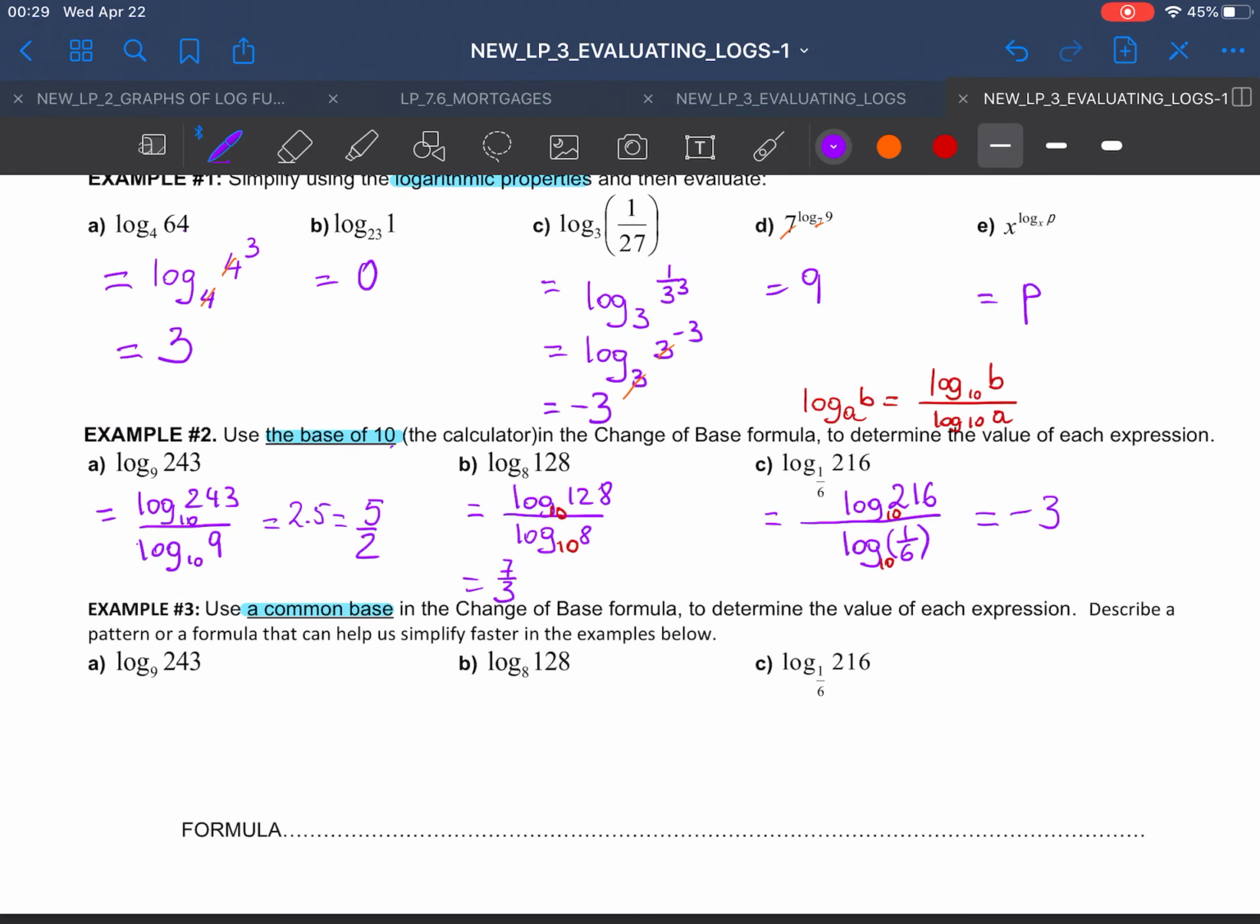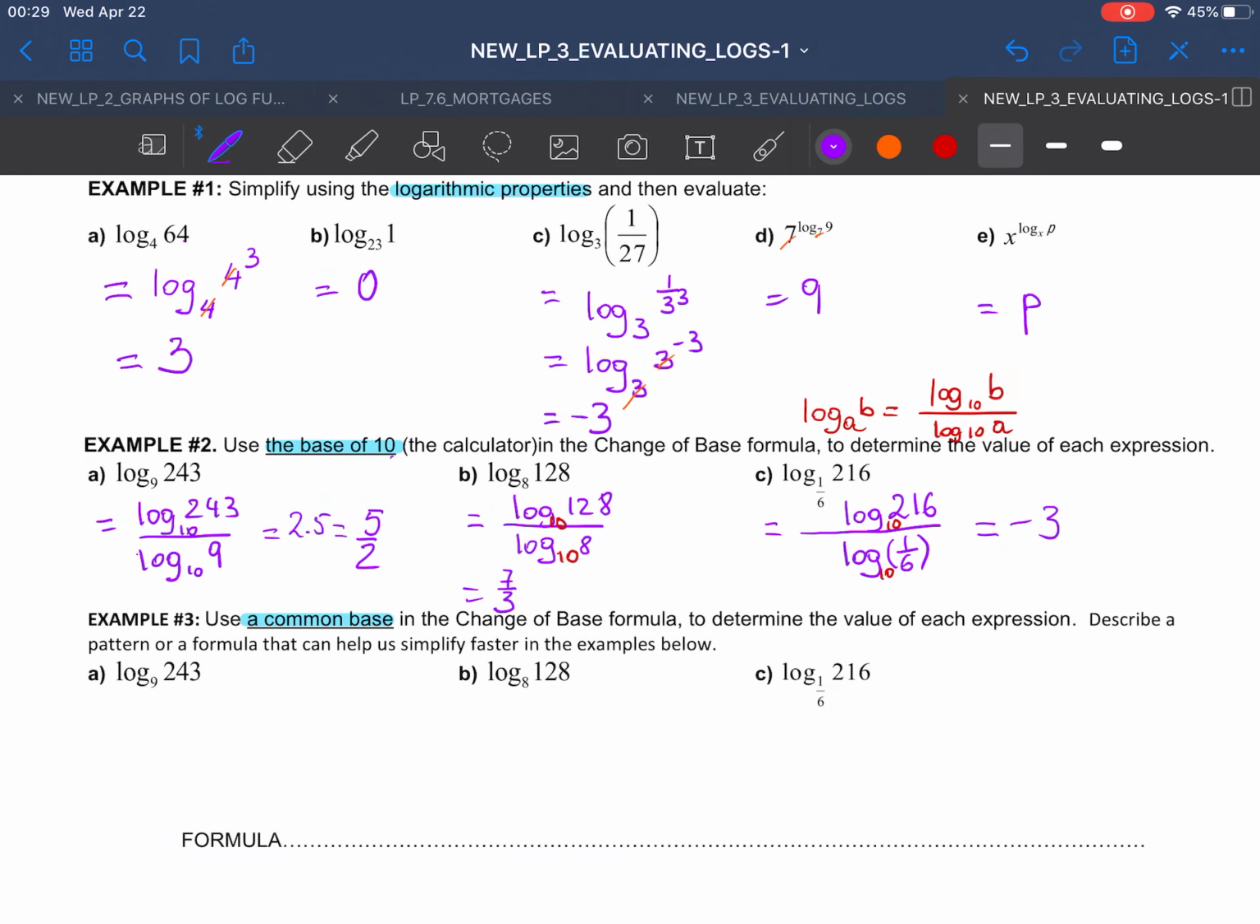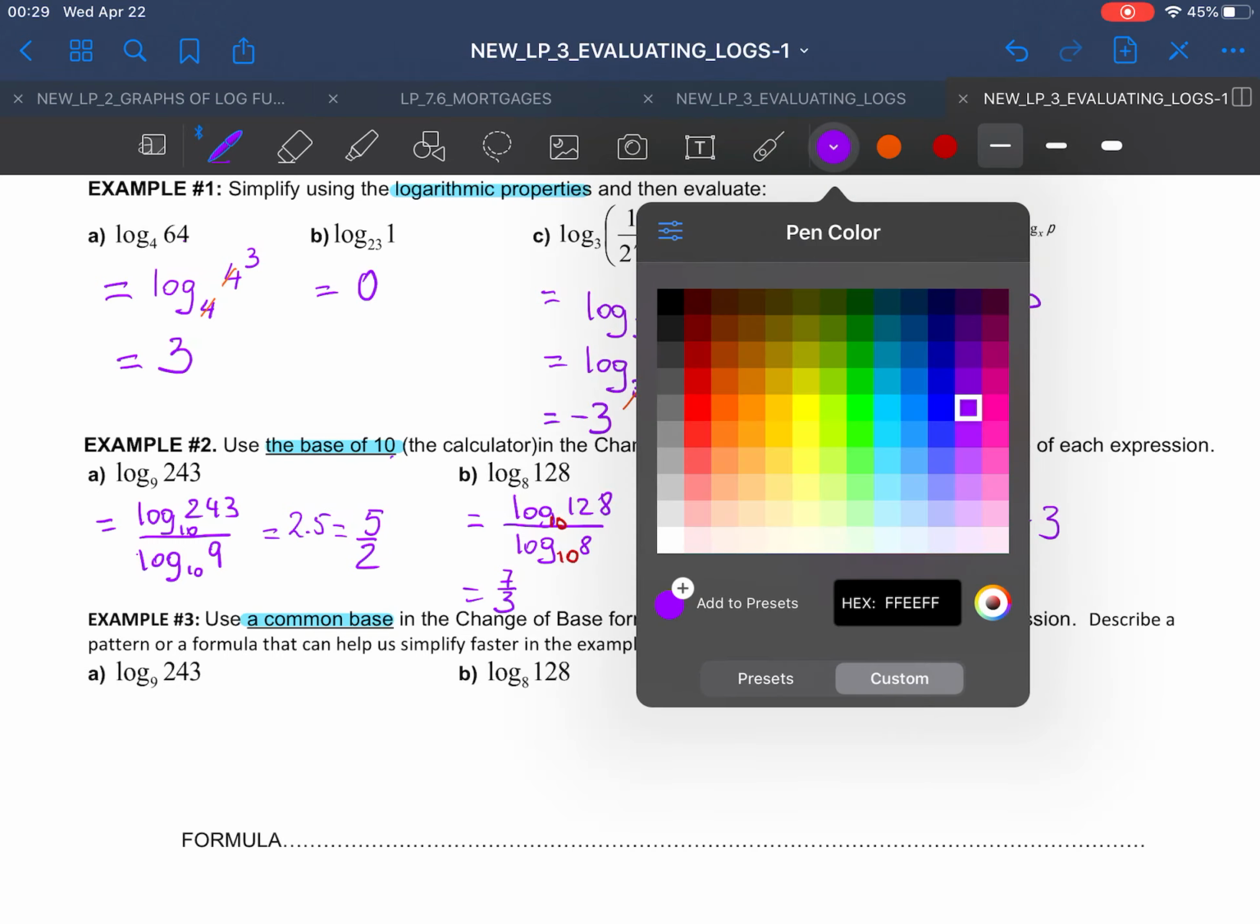In the next question, we're using the exact same log terms, but this time we will evaluate them by using a common base. Now, the common base we used in the example number 2 was 10. Now, in these same examples, we are going to use a common base that would fit both numbers here. So let's start with the first example.